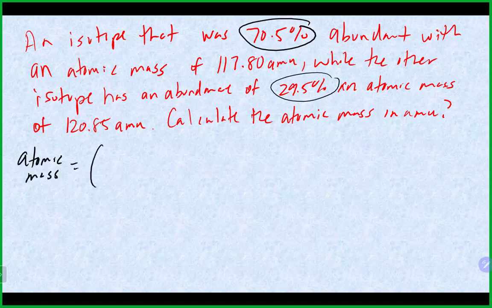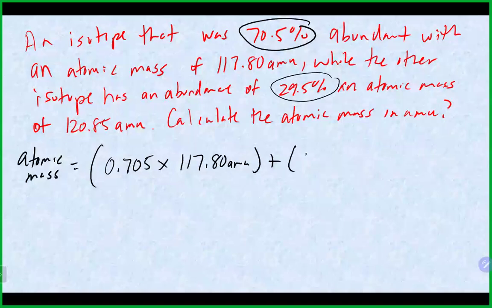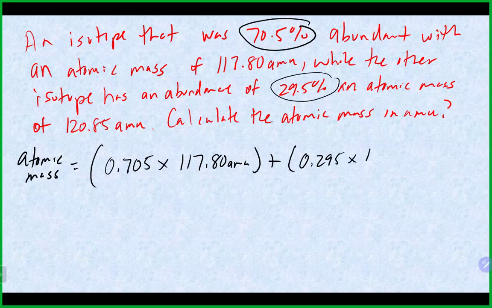Again here, by taking our first isotope and converting my percentage into a decimal, move that decimal two places to the left. Again, times it by the atomic mass of my first isotope. Again, going to add it here for my second isotope, 0.295 times the atomic mass of my second one, 120.85.